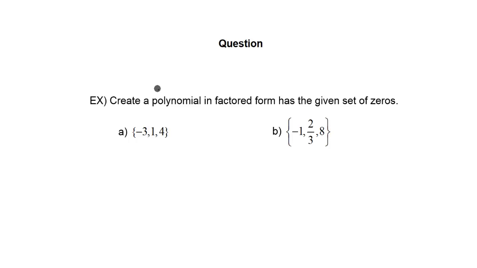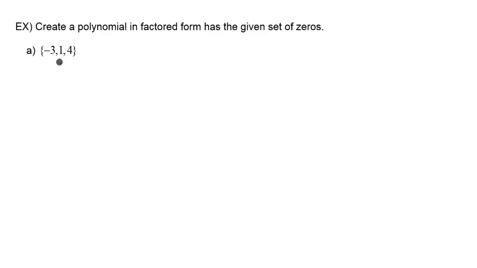This question is asking us to create a couple polynomials in factored form, and we need to use these zeros to be able to get that polynomial. Now in part A, we're given zeros of -3, 1, and 4, and we need to come up with factors from those zeros. So to do that, I'm going to just write x equals -3, and we have to set this equal to 0 to get that factor.